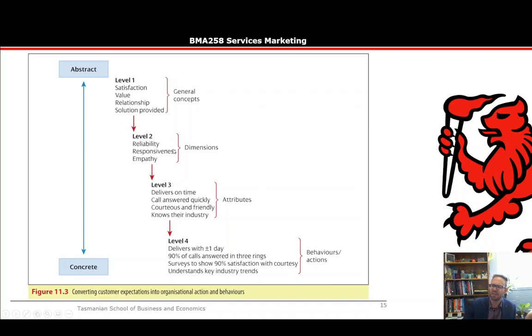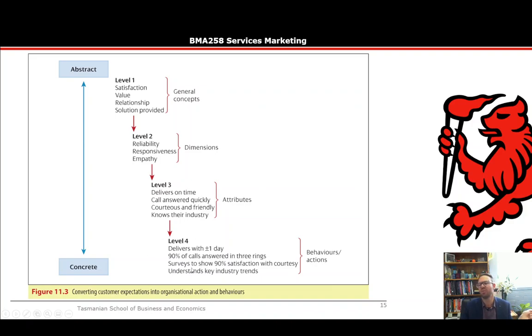And number 3, so then how do we get these dimensions into actual attributes, things that we can measure or easily communicate? So it delivers on time, calls and answers quickly, courteous and friendly, knows their industry. These are actually easier for people to comprehend than these abstract concepts. And then the last level is we actually turn these into specific measurable behaviours or actions.